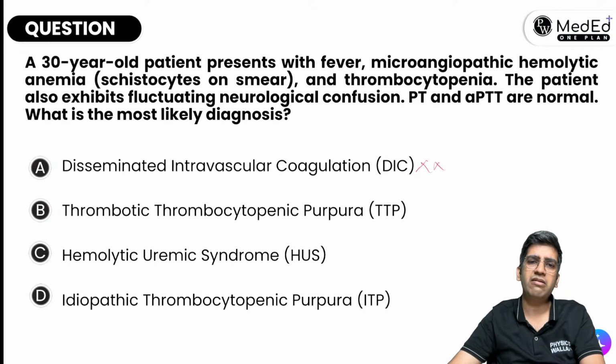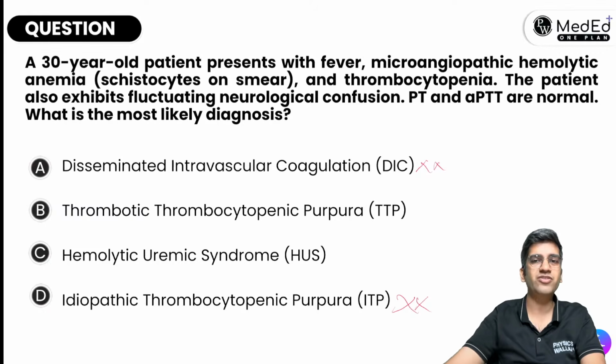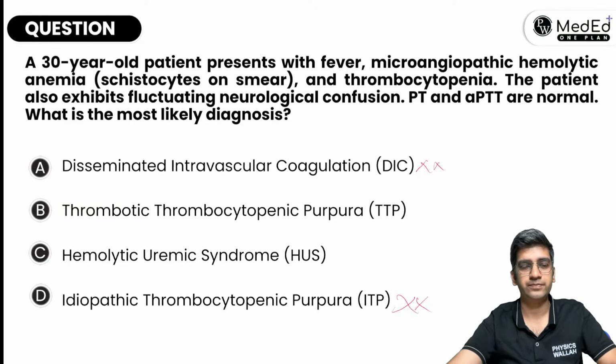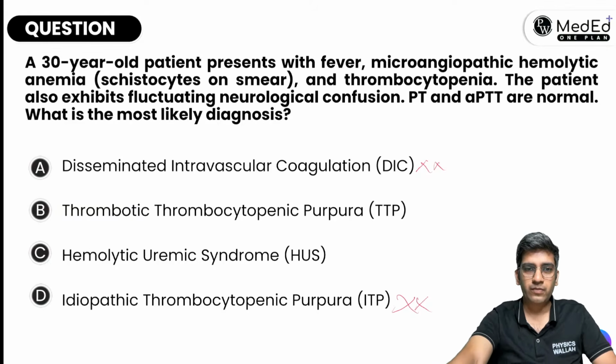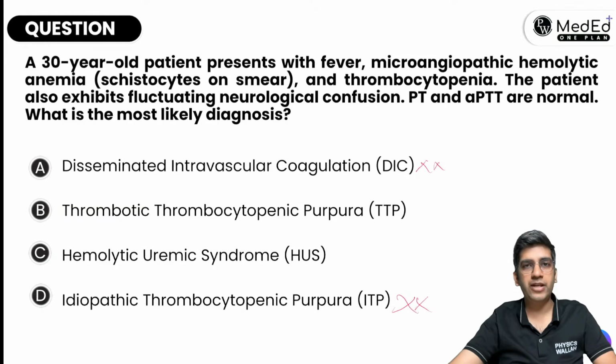HUS also can have histiocytes, microangiopathic hemolytic anemia, fever, thrombocytopenia. Why not HUS? ITP, definitely not. ITP is going to present with a bleeding episode, not thrombus. Why not HUS? The only difference between TTP and HUS, both of which are called thrombotic microangiopathies, is that in HUS there will be no neurological symptom.